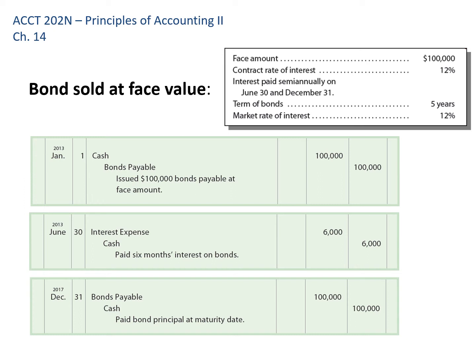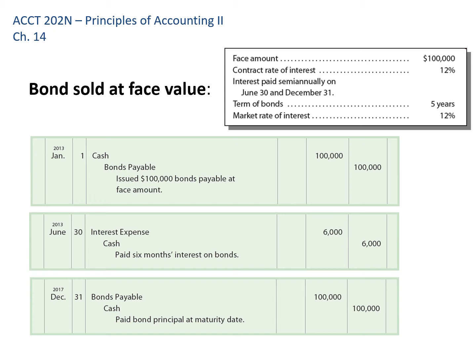When I issue the bonds, I get $100,000 in cash, and I create that long-term liability called bonds payable of $100,000. Now this bond pays semi-annual interest, so on June 30th, I will pay interest equal to $100,000 times 12% times a half a year. So $6,000 of interest. I'll record interest expense and I'll credit cash. I'll do that every 6 months for 5 years, paying out that interest and recording interest expense.